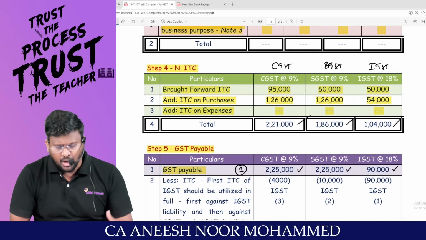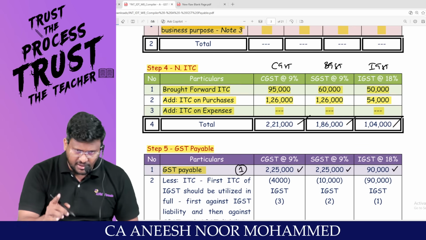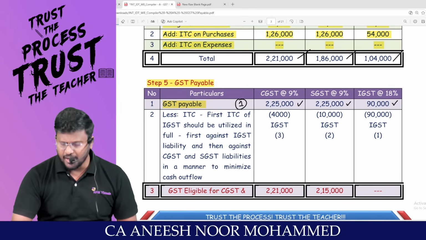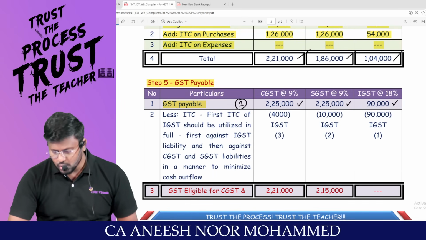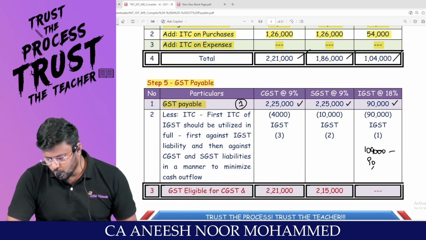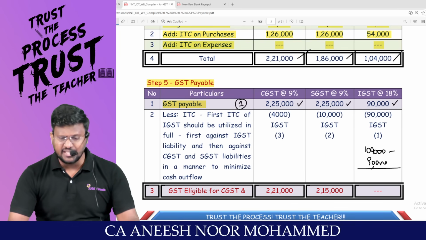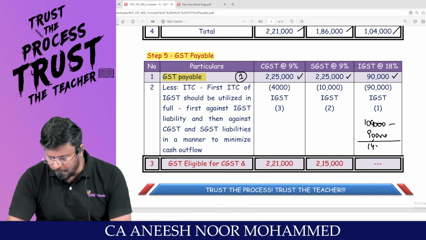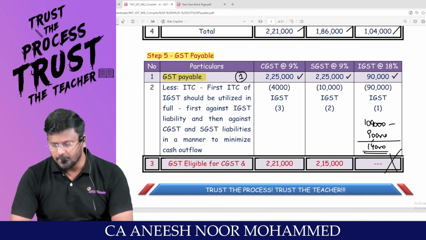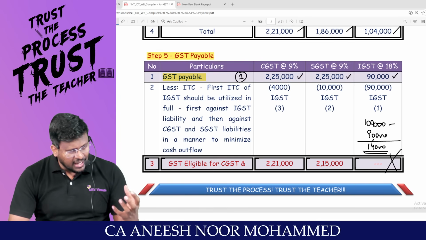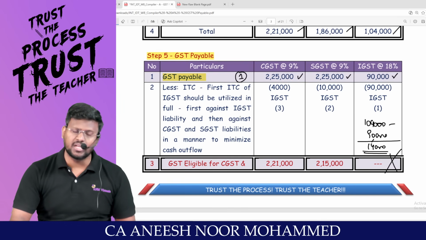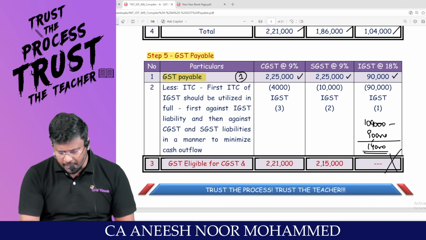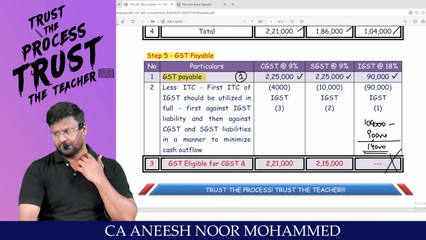As we all know, always first knock off the IGST credit. IGST credit should be knocked off against IGST payable. Is there any IGST payable? Yes, sir. From 1,04,000, you utilize 90,000 against IGST payable. So 1,04,000 minus 90,000 means you still have 14,000, and IGST payable becomes 0. So I still have IGST credit of 14,000, which can be set off either against CGST payable or SGST payable in any manner, any proportion.